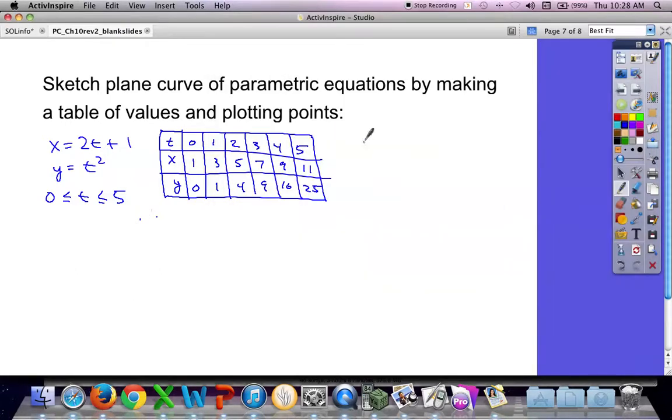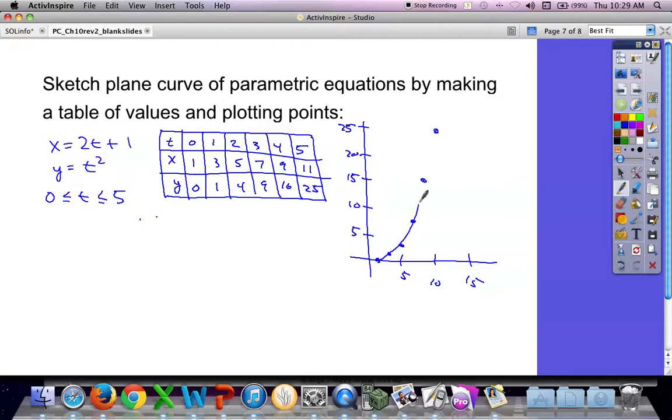So you would have to draw yourself your graph, and you could make your scale appropriate to the problem: 5, 10, 15, 20, 25. And then plot your points: 1, 0; 3, 1; 5, 4; 7, 9; 9, 16; and 11, 25.